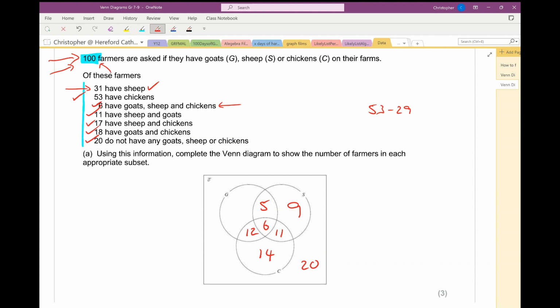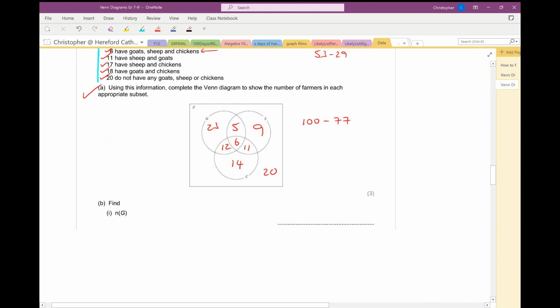So what have I got so far? 5 and 9, 14, 20, plus the 12 is 32. 32 plus 11 is 43, 53, 57, 77 so far. So 100 minus 77, there must be 23 who have just goats. Now I have completed the Venn diagram and I've shown all the farmers in each of the subsets.